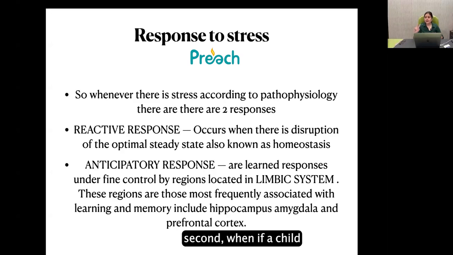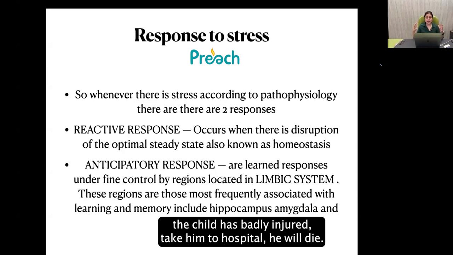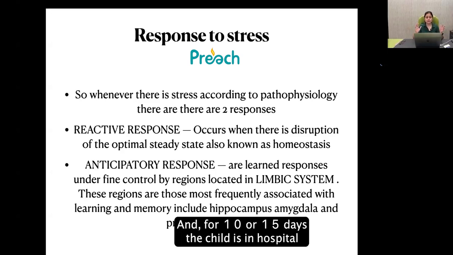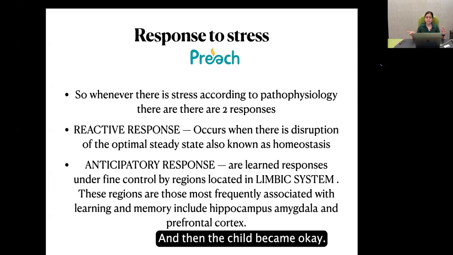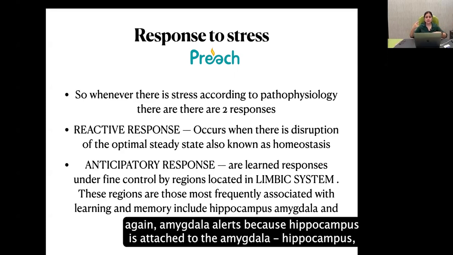Now, second: if a child has fallen down and got badly injured on the head, and the amygdala alerts that the child is badly injured, take him to hospital, he will die, there is a lot of bleeding, the mother rushes to the hospital. For 10 or 15 days the child is in hospital, and the mother goes through all the trauma, emotional and mental, plus physical, plus financial, and then the child becomes okay. She comes back home, and now whenever the child falls down, again the amygdala alerts, because the hippocampus is attached to the amygdala.